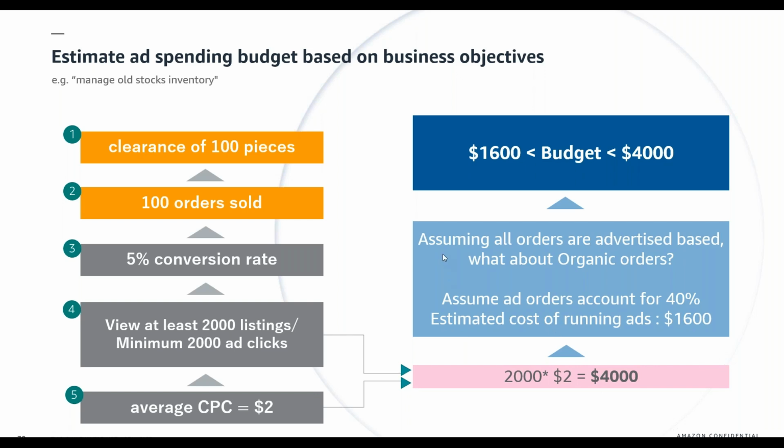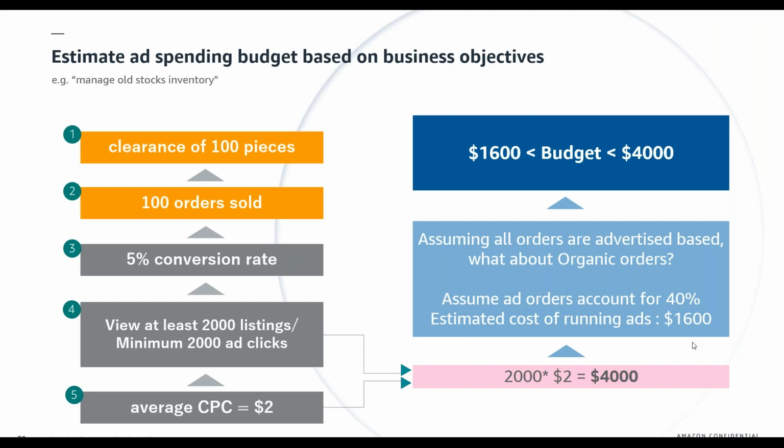So we need to assume that for our advertising attributed sales, right? So remember, ACOS is ad attributed sales. So assuming that the orders I get from my ads are at around 40%, then my estimated cost of running ads will be about $1,600.